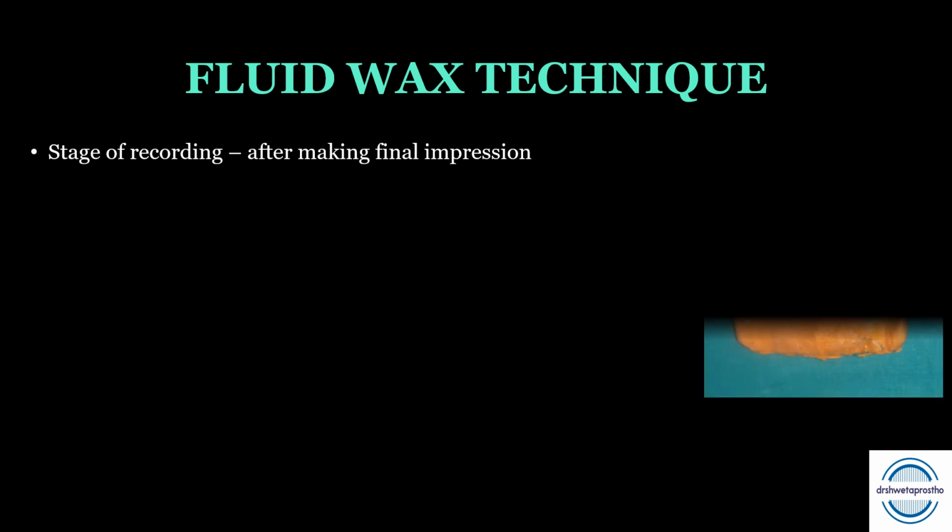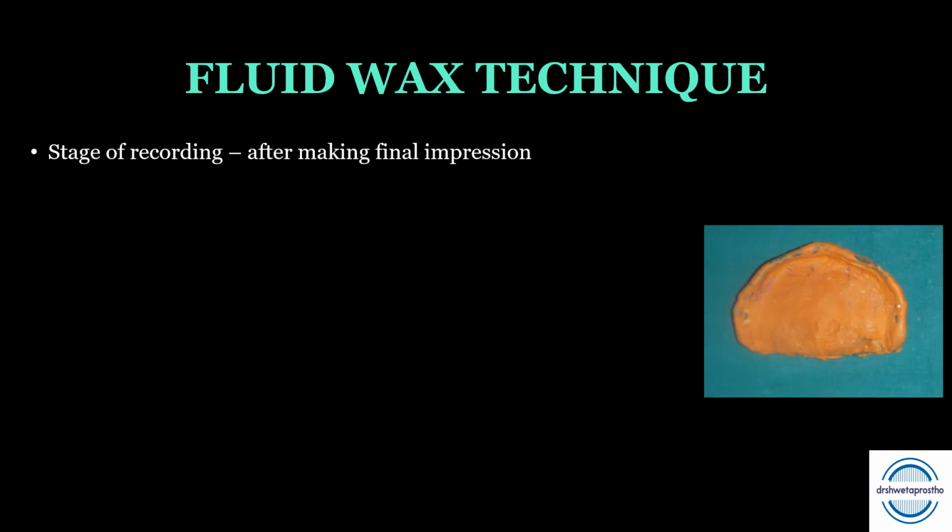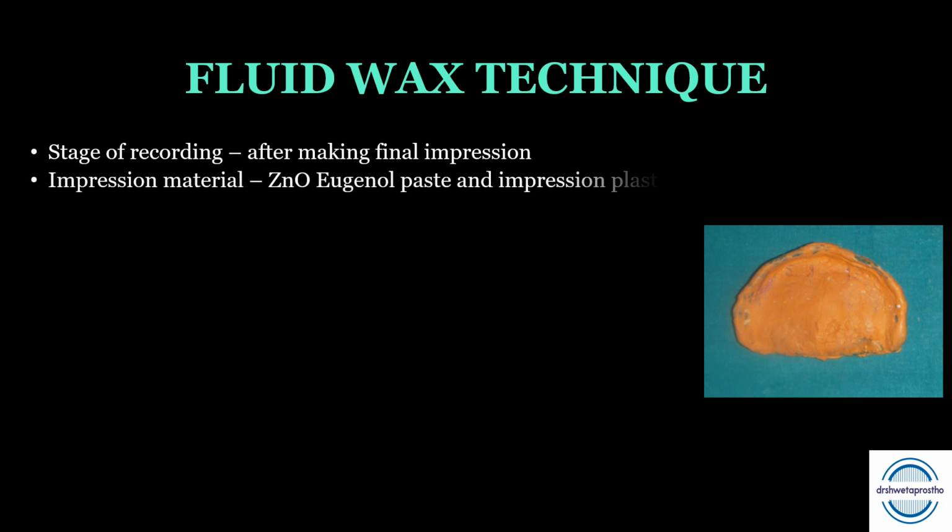The second is the fluid wax technique. It is called fluid wax because mouth temperature waxes are used to record the PPS area. First, the stage of recording: this is mainly done after making the wash impression and before pouring the master cast. Second, rigid impression materials are used. The zinc oxide eugenol and the impression plasters are preferred so that the fluid wax adheres well to them.